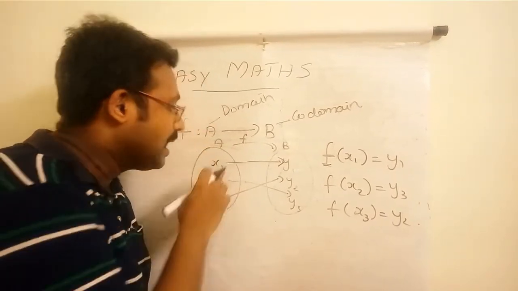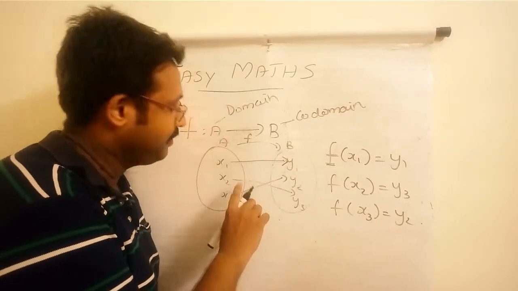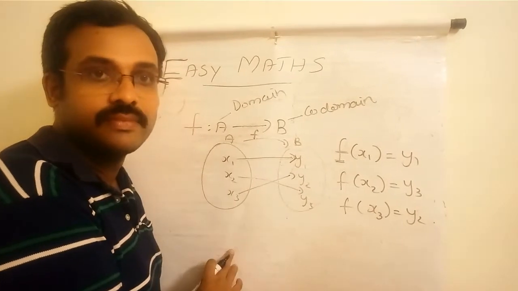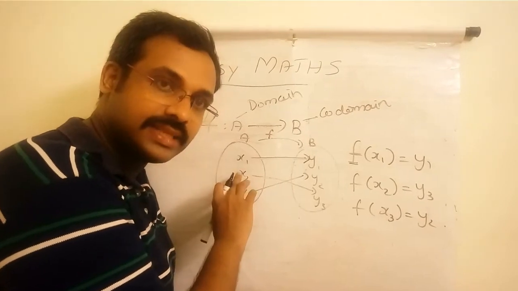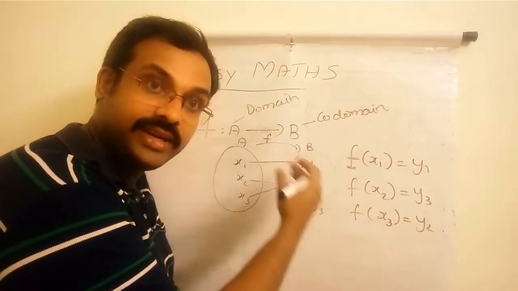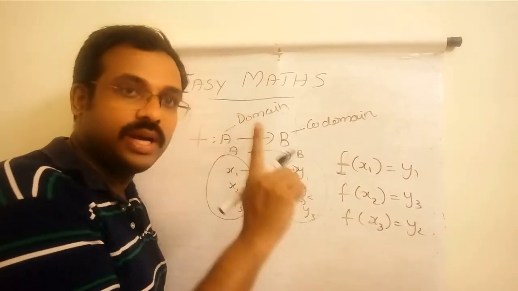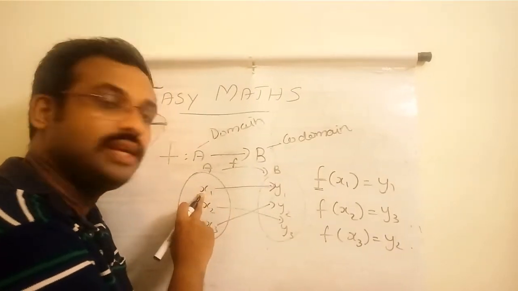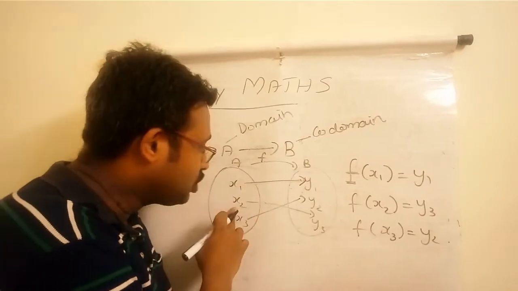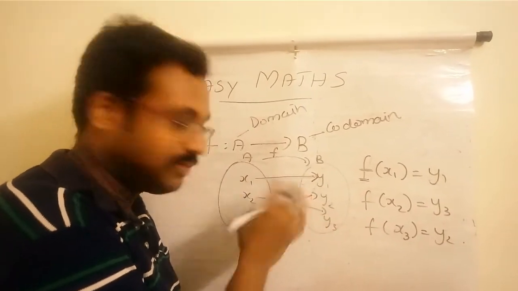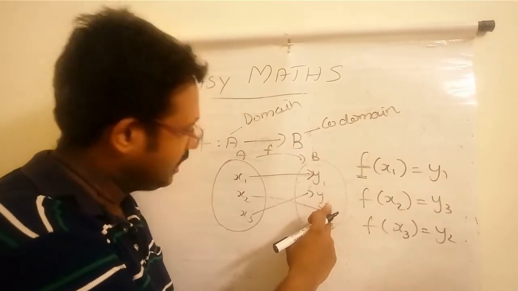So listen carefully. Every element in the domain must have one image. If every element in the domain has a unique image, unique means one and only one image. So x1 must have one unique image. That is, the image of x1 is y1, and there are no other images for x1. The image of x2 is y3, and no other images are there. Then x3: what is the image of x3? y2 is the image of x3.